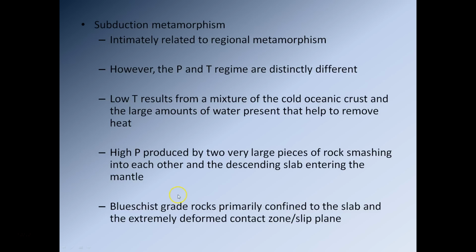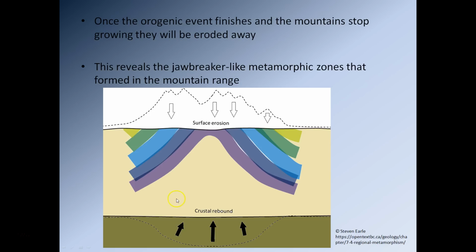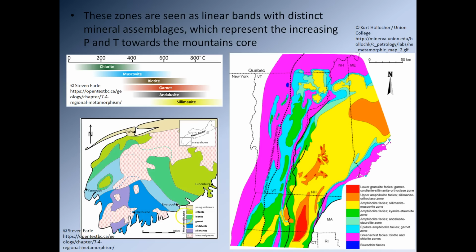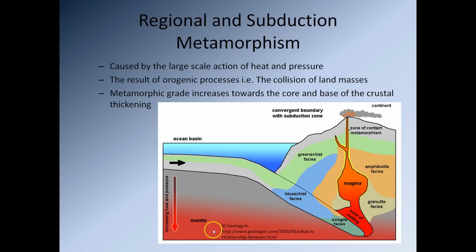Eclogites are associated with the deep metamorphism of the subducting oceanic crust to very, very high temperatures and very, very high pressures.